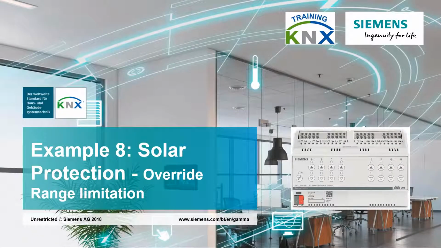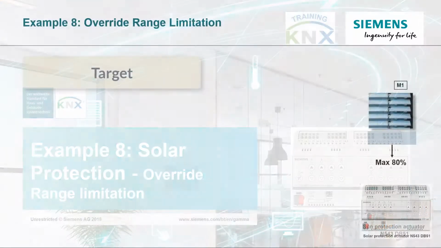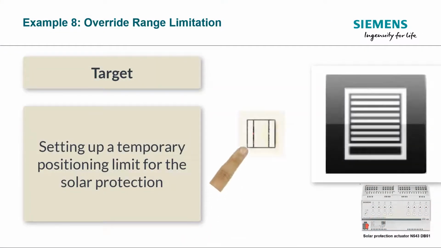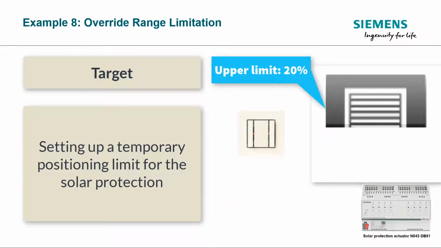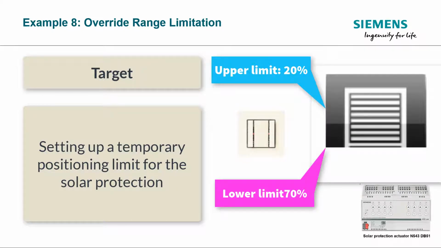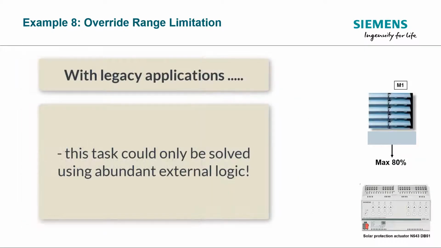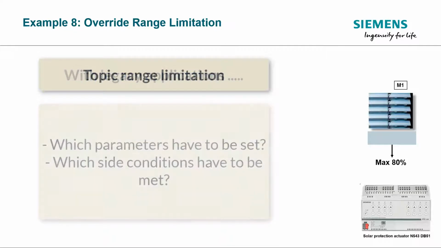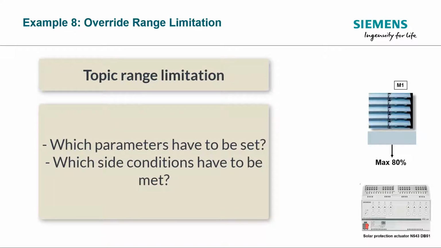Application Example 8. Override Function, Range Limitation. One scenario for sunshade devices could be a limitation that the shade cannot be completely opened or completely closed within a certain period of time. With the applications available so far, this would not be possible, or at least only with complex external logic. Here, you will now learn how easy it is to implement with the SSA N543 and what you need to pay attention to.